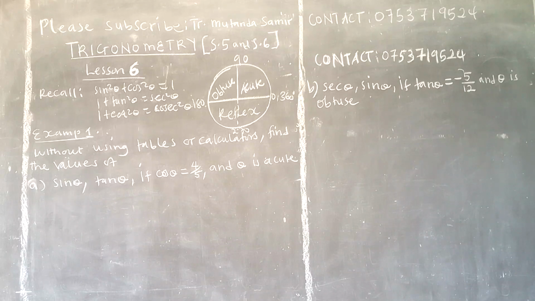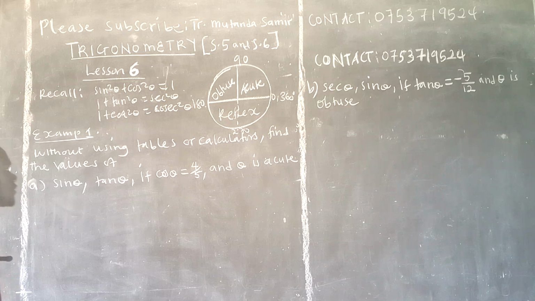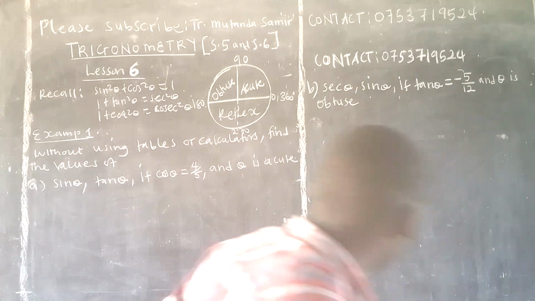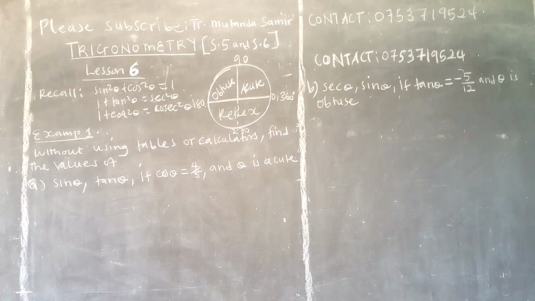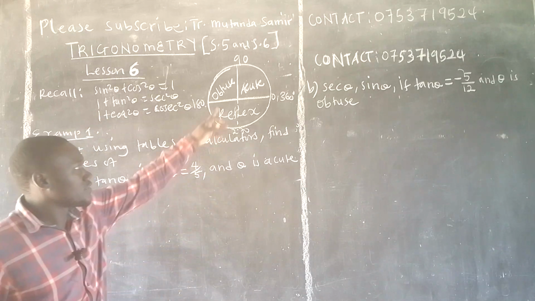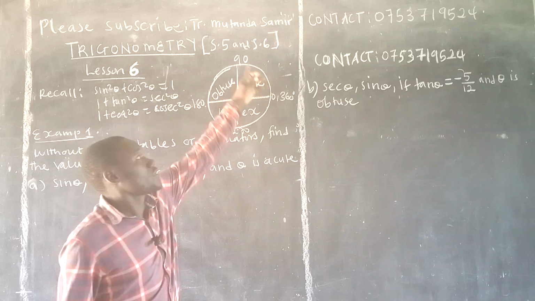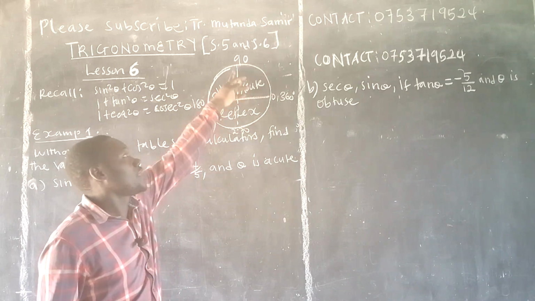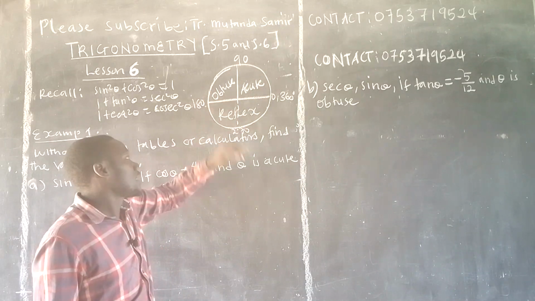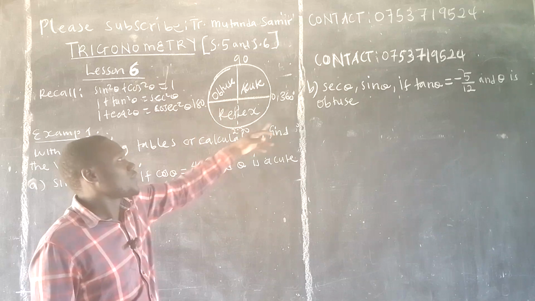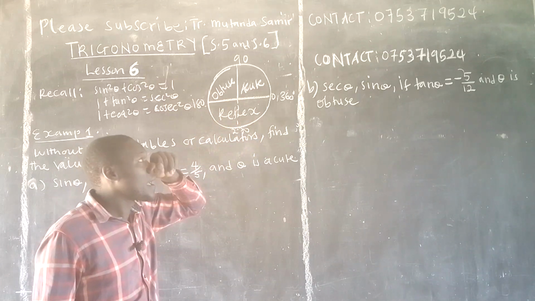Okay, so we are in for lesson 2. In lesson 2, we are going to wind up with the Pythagoras theorem. We still have these identities here, and for the part we're going to handle, you must recall this table here. From 0 to 90, those are acute angles. From 90 to 180, those are obtuse angles. And from 180 to 360, we call them reflex angles.